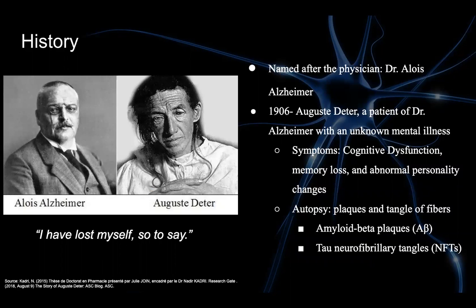Alzheimer's disease was originally named after the German psychiatrist Dr. Alois Alzheimer, pictured here to the far right, who in 1906 treated a patient by the name of Auguste Dieter, shown on the left. She was the first person to officially be diagnosed with Alzheimer's disease, even if it was not called so at the time of diagnosis. She was born in 1850 and started showing signs of Alzheimer's disease in her early 50s.